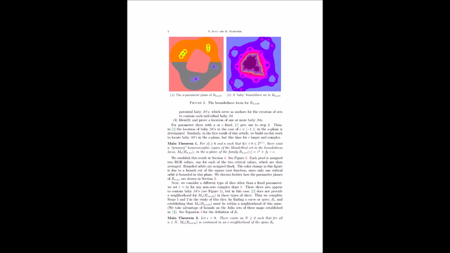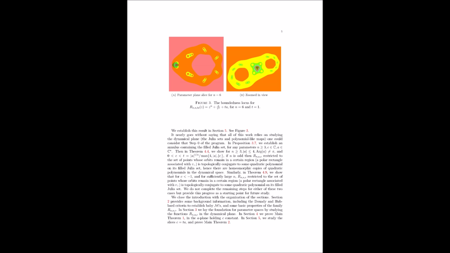You're right. It's not easy to visualize directly. But that's where computers come in. We use algorithms that color code the parameter space based on what those critical orbits do. So it's like creating a heat map of the parameter space. Yeah. The colors reveal those areas where the critical orbits remain bounded.